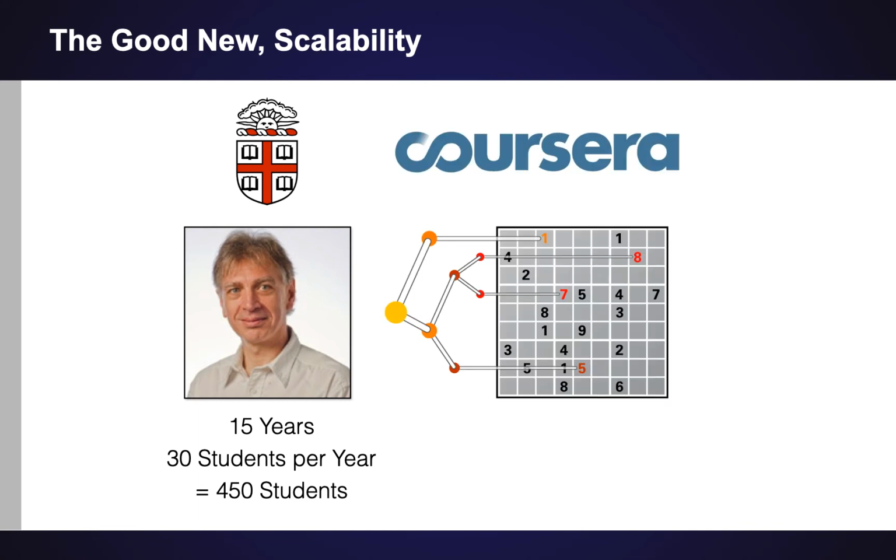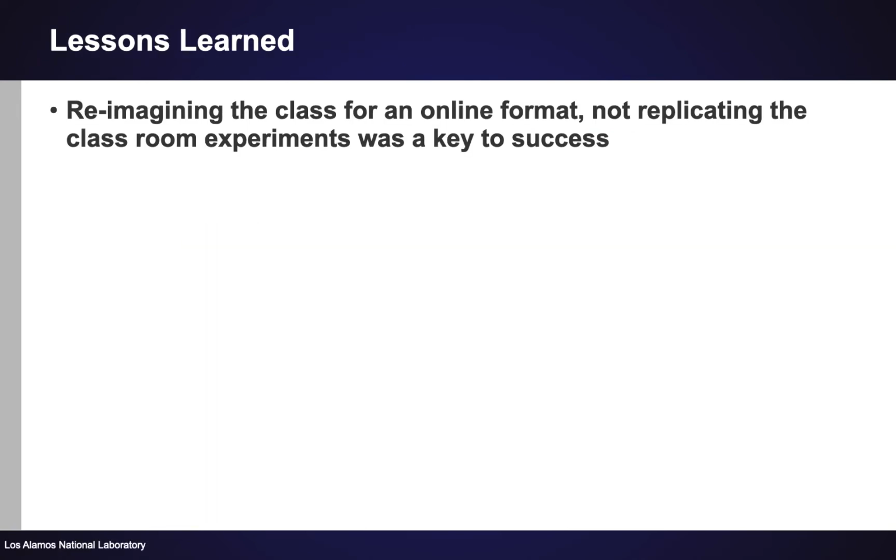And in the first session of running this course on Coursera, we had about 800 students succeed. So we essentially doubled in 1 year the total number of students that Pascal had taught this course to. So that's a good example of how this increased scalability can have a really tremendous impact. So what are some of the lessons we learned from this whole experience?